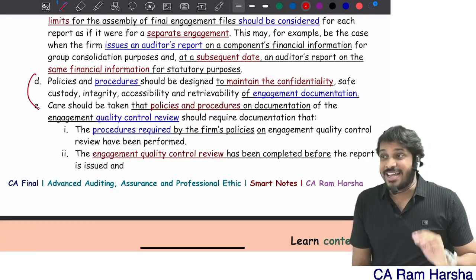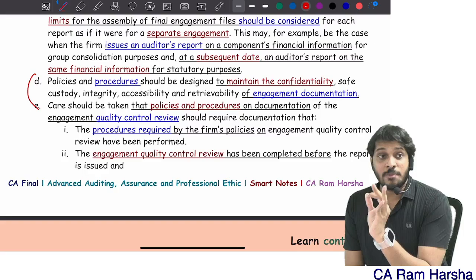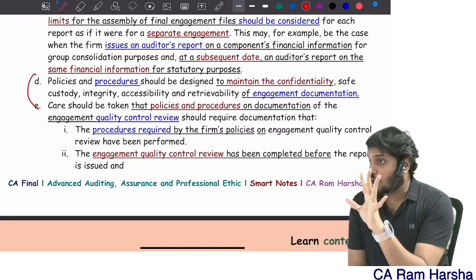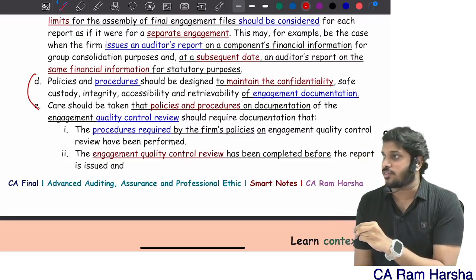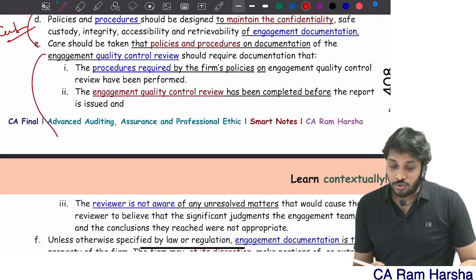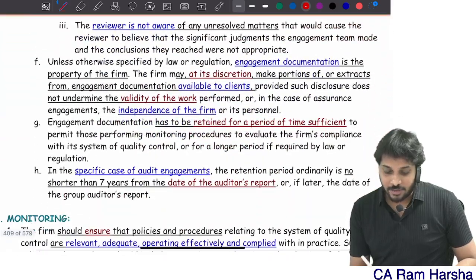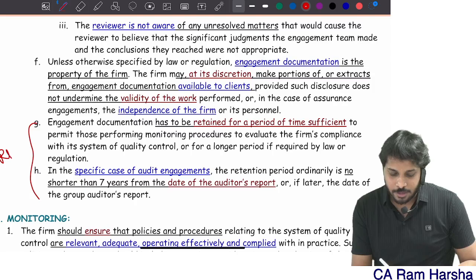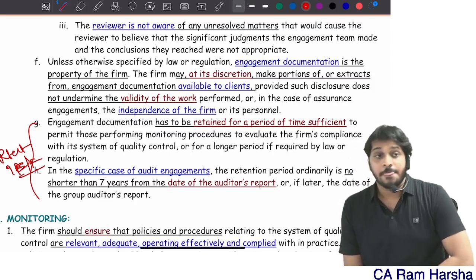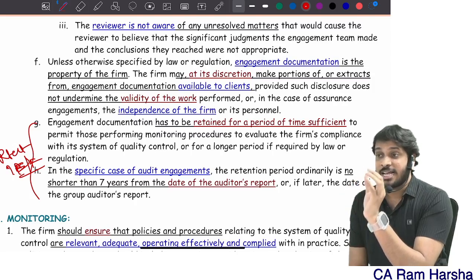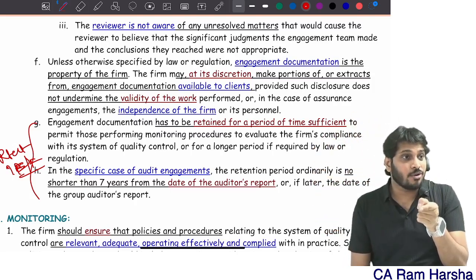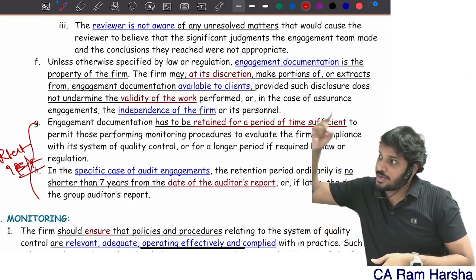Then not only assembly: once documentation is assembled, it should be frozen and secured properly, confidentiality should be maintained, nobody should access it without authorization, and nobody can change the documentation without authorization, correct? Confidentiality and safe custody. Then the firm should retain the documentation, right? This is talking about retention of engagement files. For how long should the firm retain them? It is decided by the firm's quality control policies, the number of years, to ensure that monitoring activities are performed successfully. You see, in quality control, whatever work the firm is performing, it all should be reviewed again.